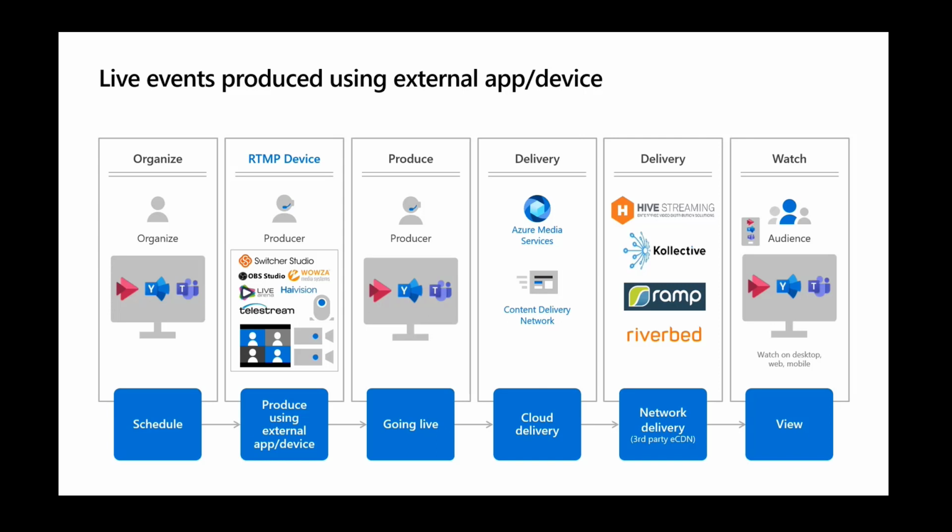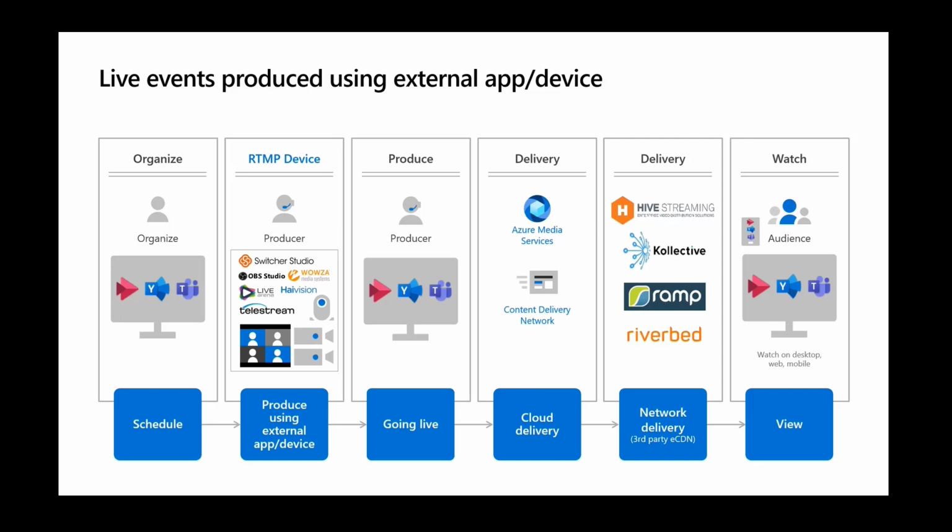And this is what the flow would look like if you're not utilizing Teams to produce. So in a third-party situation, you can organize and schedule it not just in Teams. You can use Yammer or Stream. The real-time device is going to be where you're going to produce everything, right? So it's an external app and device that's then going to send the feedback to whatever application you choose, right? So Stream, Yammer, or Teams, and then send that out to delivery through Azure Media Services and the Content Delivery Network, or the third-party content delivery network providers as well, like I said.